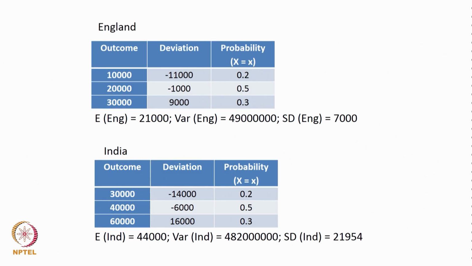So, expected value for the people attending is 10,000 into 0.2 plus 20,000 into 0.5 plus 30,000 into 0.3, and the expected value is 21,000. Now, deviations are also given. So, minus 11,000, minus 1,000 and 9,000. So, we find the variance and we find the standard deviation. Now, for the same thing done in India, 30,000 with a probability 0.2 and so on. So, expected value is 44,000 and the variance and standard deviation are bigger figures.